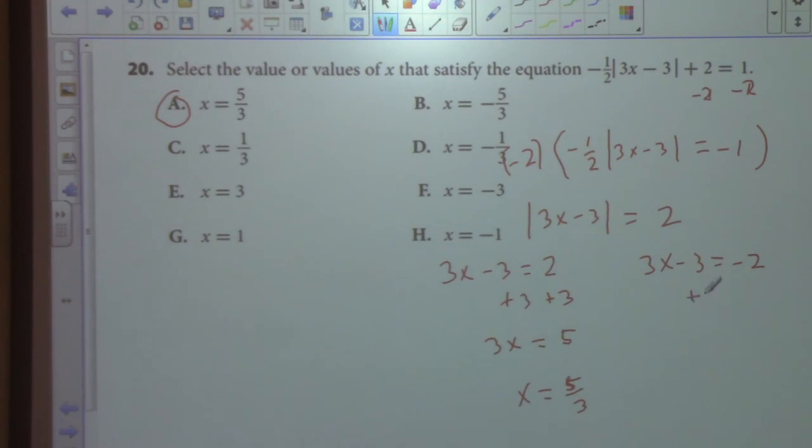Then this one here, we get 3x is equal to 1, is that right? So x is equal to 1/3. So this one here too, right? Yeah. Any other values that satisfy?